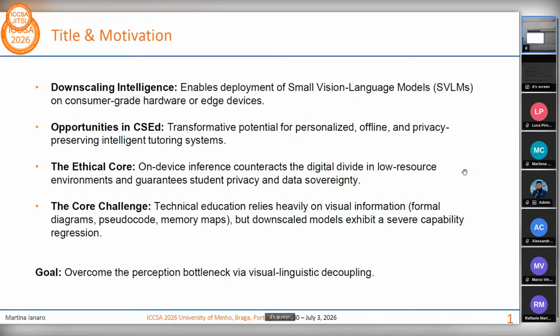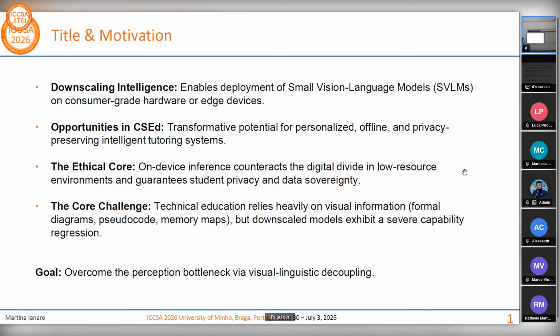On device, the ethical core is twofold. The first is to guarantee student privacy and data sovereignty, and also to have this whole tutoring system work in a low-resource environment.